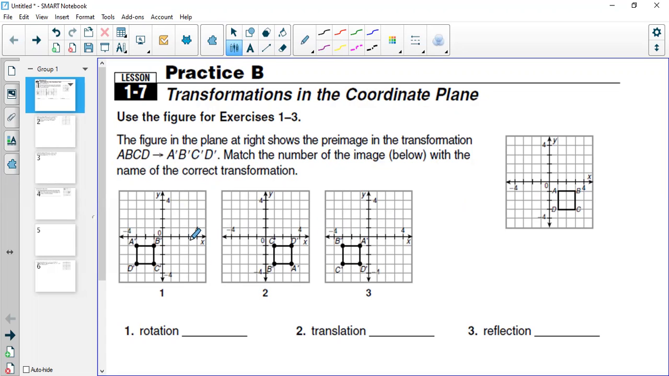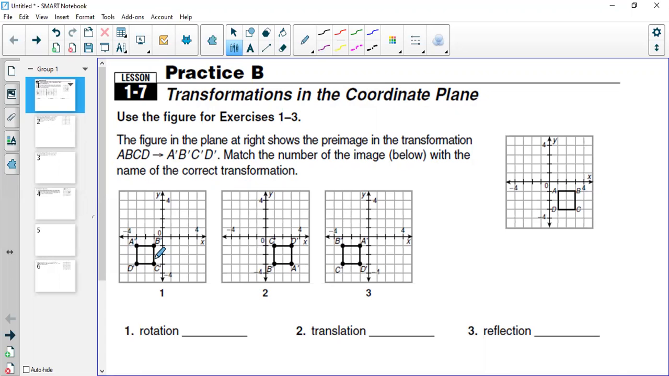So they have given you 3 figures below with the name of the correct transformation. So you need to say from this, they have numbered here 1, 2, 3. You need to choose which is the rotation picture, which is the translation image, and the reflection image. So this is the pre-image. Okay, A, B, C, D. Now look at the first one. It's the same. A, B, A prime, B prime, C prime, D prime.